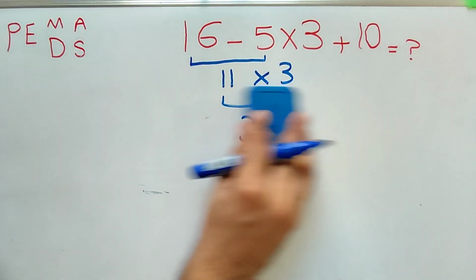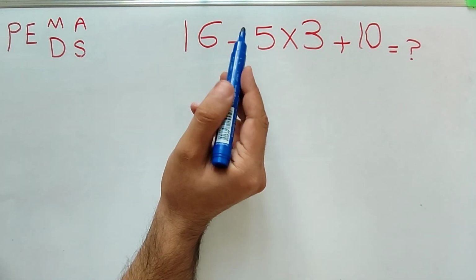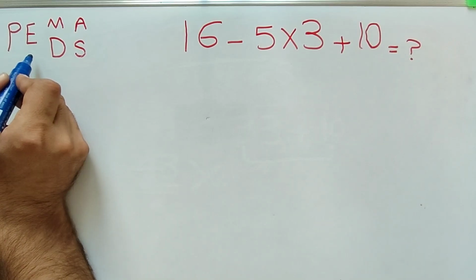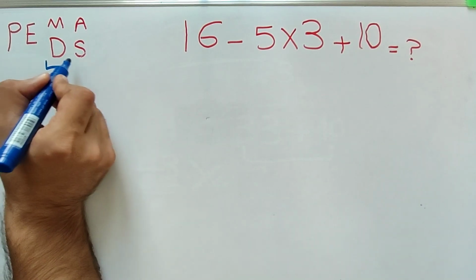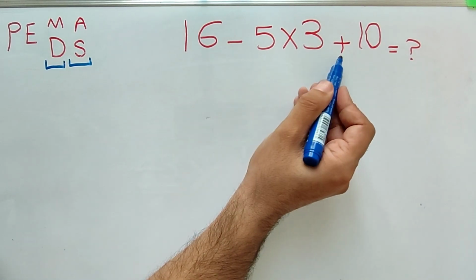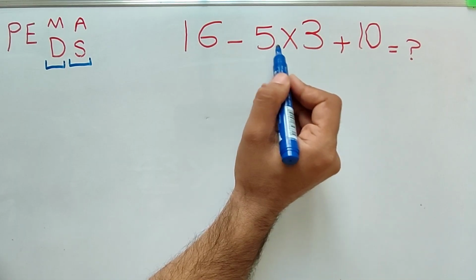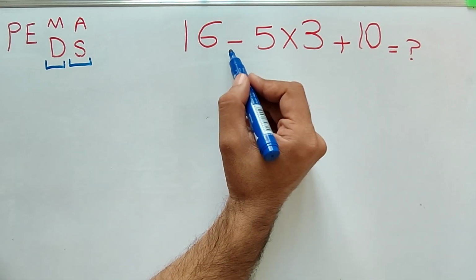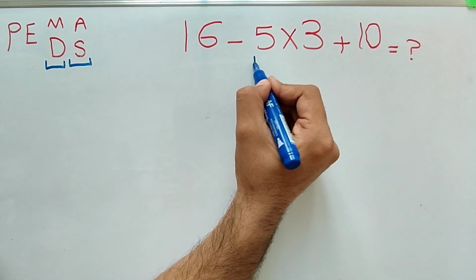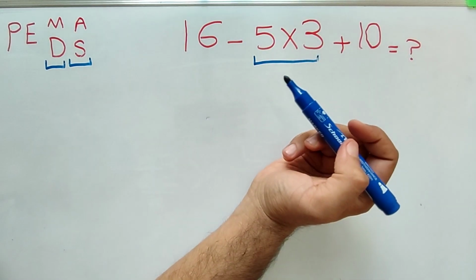According to the rules of mathematics, PEMDAS, that is here, we have to solve this math expression in this way. First, parentheses, then exponent, then multiplication and division, and then addition and subtraction. And as we know, addition and subtraction are equally important, and this multiplication has a higher priority than this subtraction and addition. So we have to solve this multiplication first according to the PEMDAS.